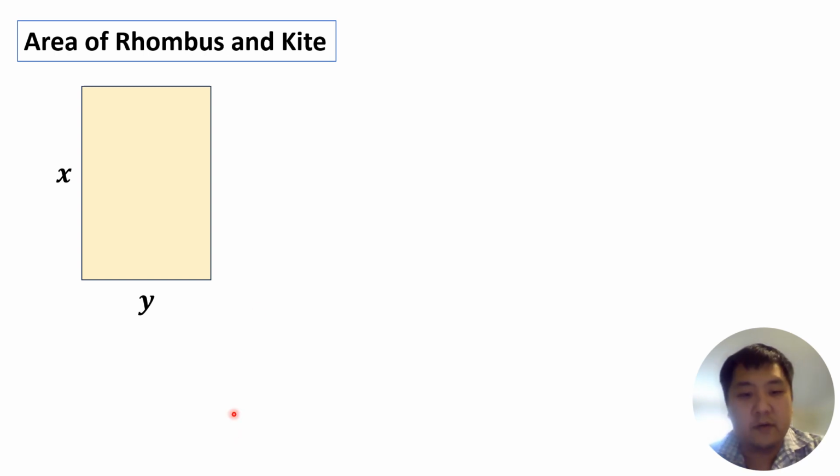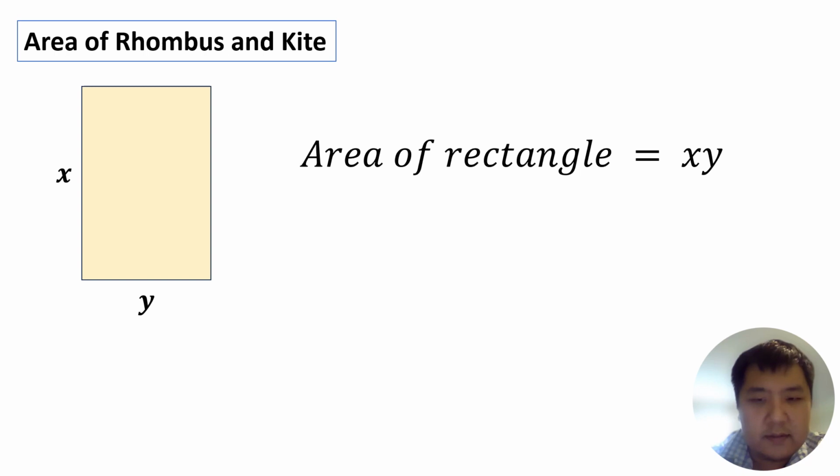Now we're moving on to area of rhombus and kite. Before we talk about the rhombus and the kite, I'm going to start with a rectangle. What's the area of this rectangle? How do you find it? It's just x times y, because it's just the length times the width. So the area of the rectangle is just x times y.